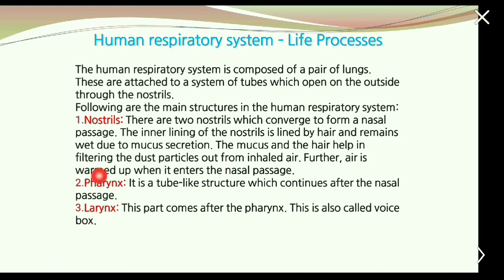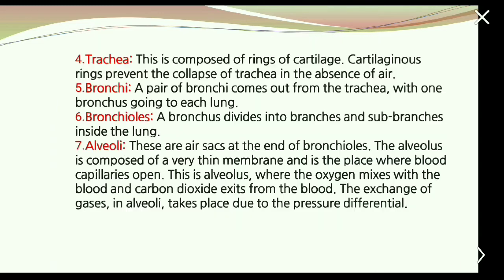Coming to pharynx. It is a tube-like structure which continues after the nasal passage. Coming to larynx, this part comes after the pharynx, which is also called your voice box. Next, let's talk about trachea. This is composed of rings of cartilage. Cartilaginous rings prevent the collapse of trachea in the absence of air.